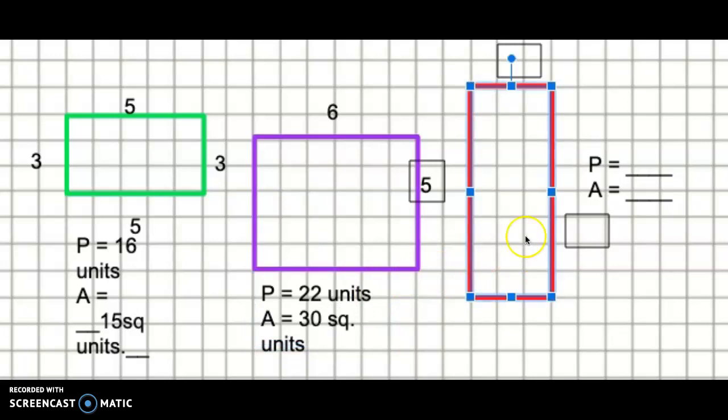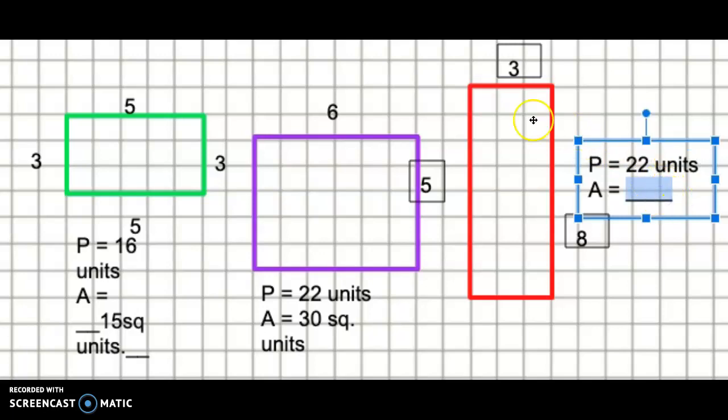And in our final shape, I don't have any of the sides labeled. So I will count 1, 2, 3 for this one, and I will count 1, 2, 3, 4, 5, 6, 7, 8 for this one. So the distance around for my perimeter is going to be 8 plus 3 plus 8 plus 3. So 8 plus 8 is 16. 3 plus 3 is 6. So I would have to do 16 plus 6, which is 22 units.